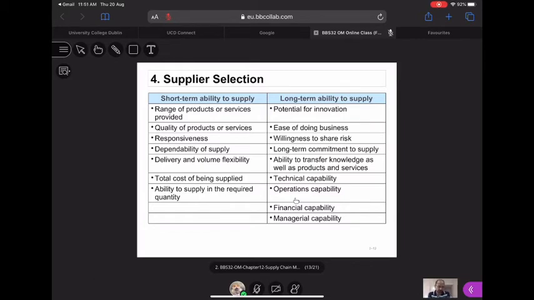So again, guys, one more time. Suppliers are a very important part of supply chain management. And a company needs to see whether they are going to work with short term or long term. For short term, this is something they need to look out for. For long term, this is something they need to look out for, which are very important.